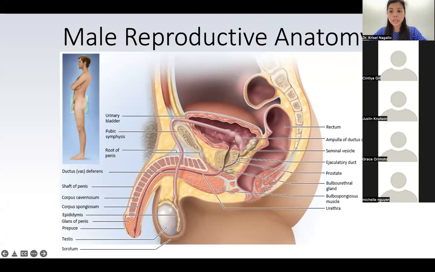I highly recommend that we are familiar with the differences and also the similarities, because you will be able to eliminate some multiple choice options, because for questions asking about the male anatomy, some of the multiple choice options only pertain to the female anatomy.